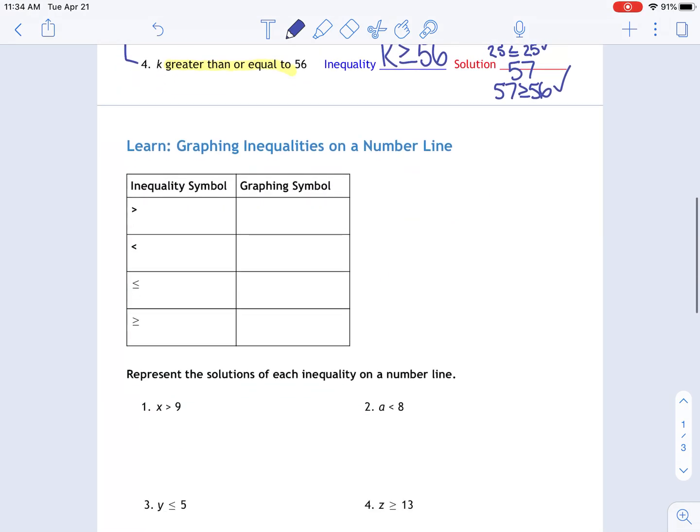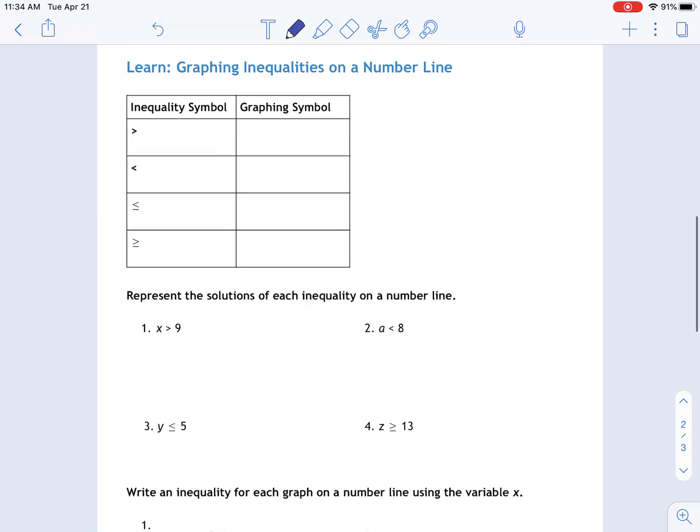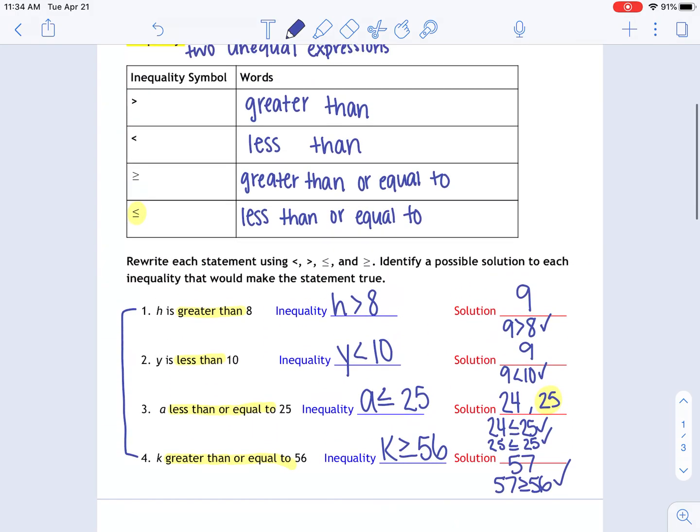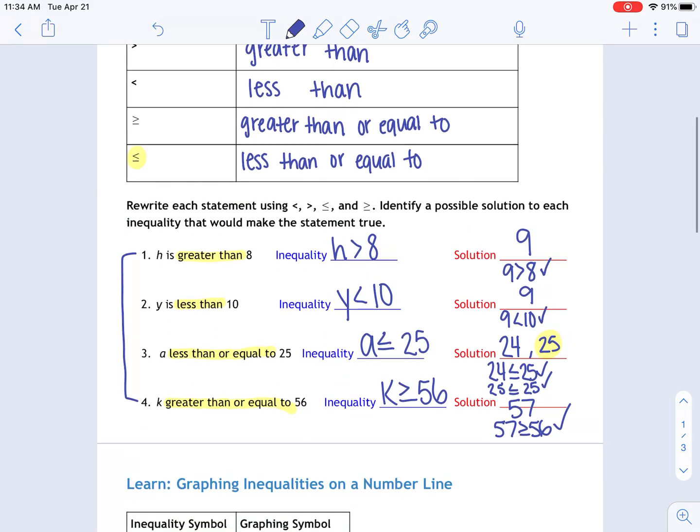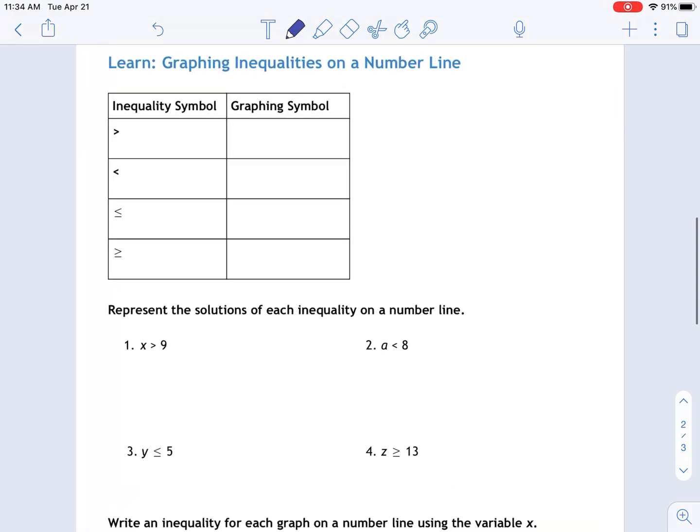Okay, the next thing that we are going to be looking at, our second objective, is to be able to graph inequalities on a number line. So we worked on number lines way back at the beginning of the year. That was one of our first topics. So now we're going to revisit our number lines just a little bit, but also use the inequalities that we just learned about on the previous page and combine them together.